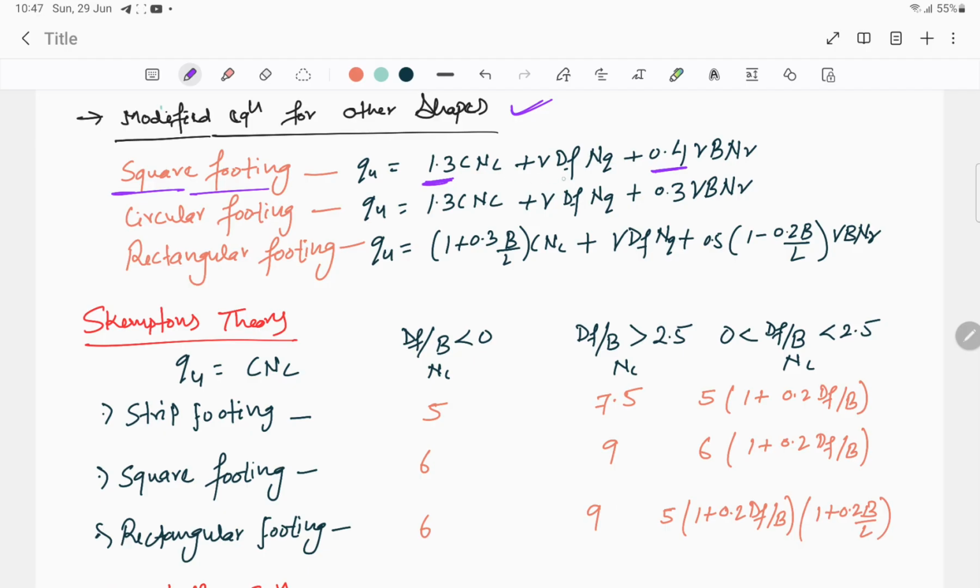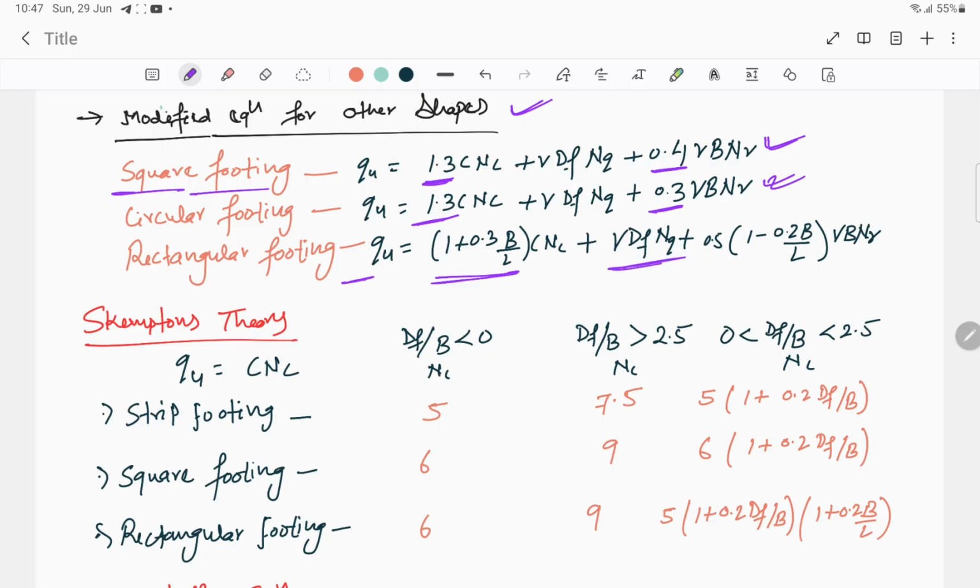So 1.3 c Nc, gamma Df Nq, 0.4 gamma B N gamma for square footing. And if it is circular footing, this factor remains the same, only this factor has changed, that is 0.3 gamma B N gamma. And if it is rectangular footing, then you need to calculate this factor, that is 1 plus 0.3 B by L, where B is the width of the footing, L is the length of the footing.